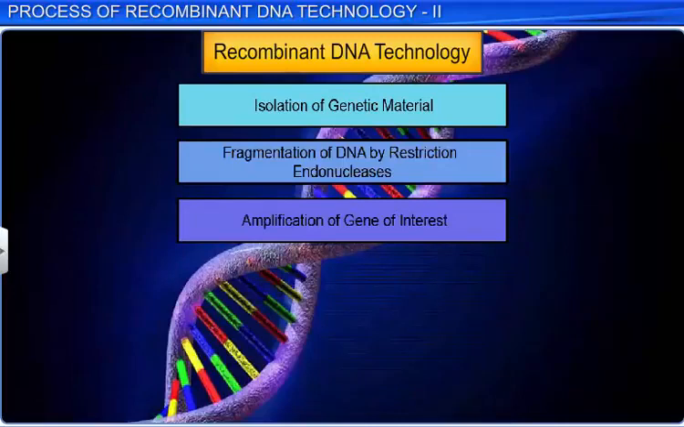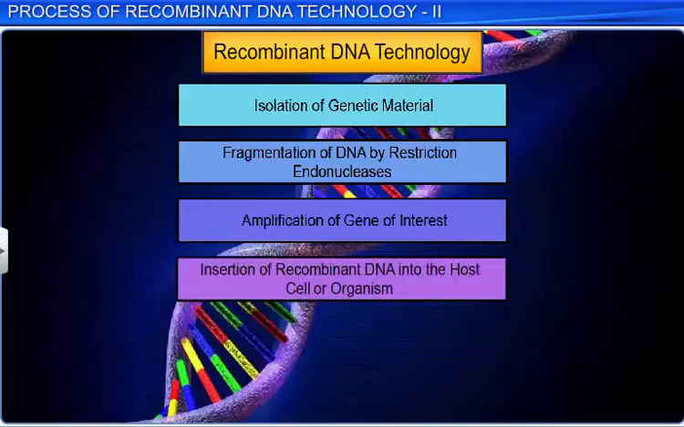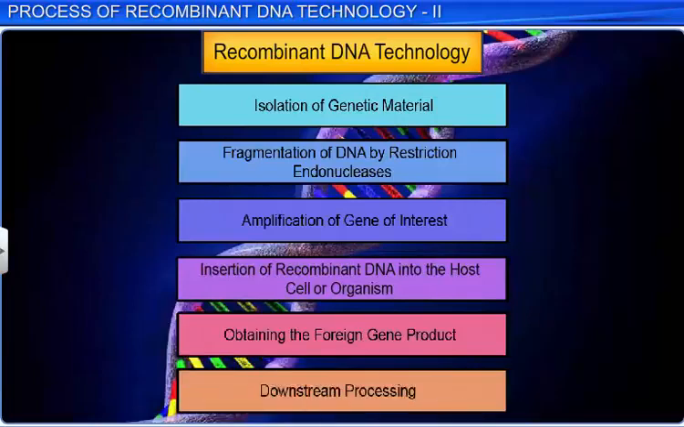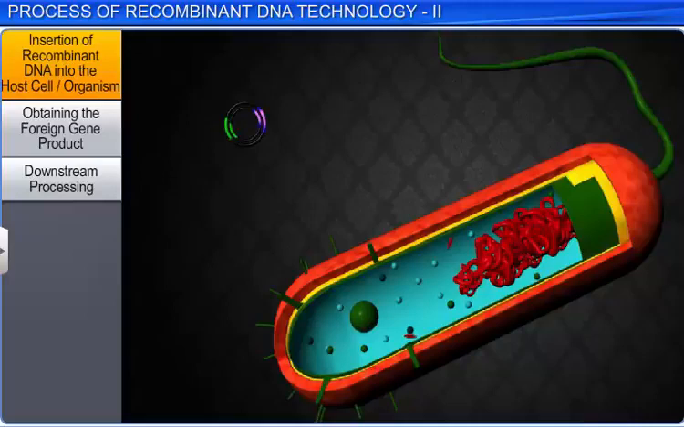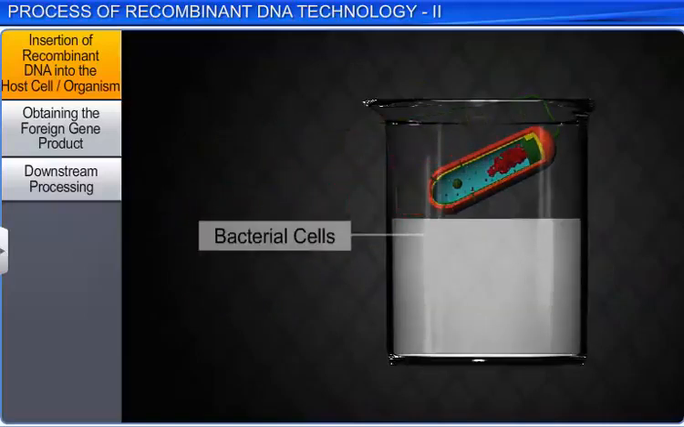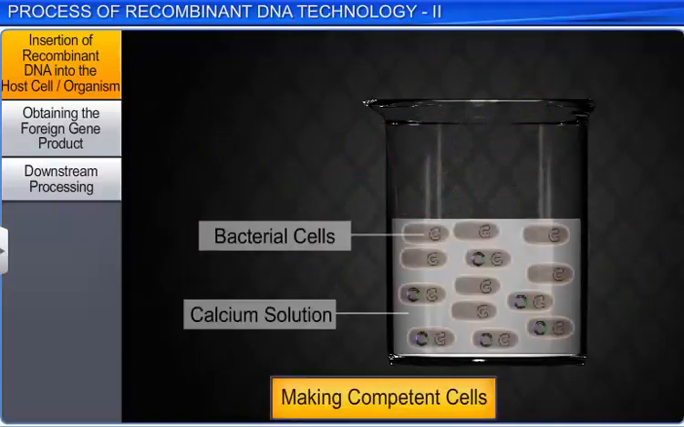Once the foreign DNA has been extracted, the next steps are insertion of recombinant DNA into the host cell or organism, obtaining the foreign gene product, and downstream processing. Let's understand the techniques used to carry out the last three steps. Insertion of recombinant DNA into the host cell is one of the most challenging steps, as first the bacterial cell has to be made competent to receive the DNA.